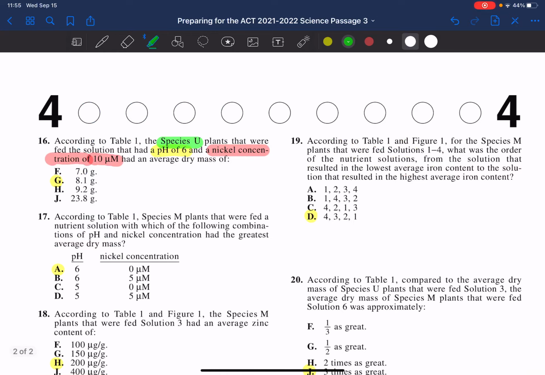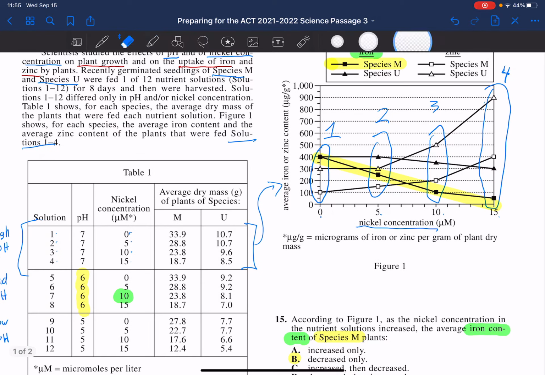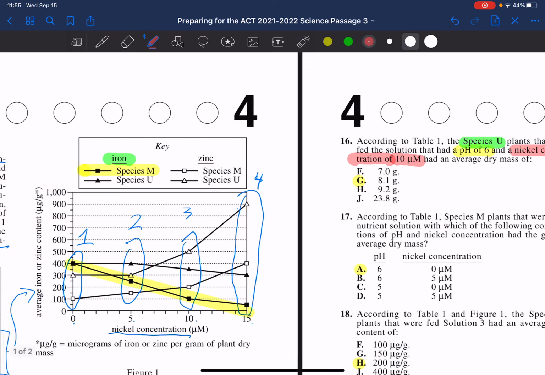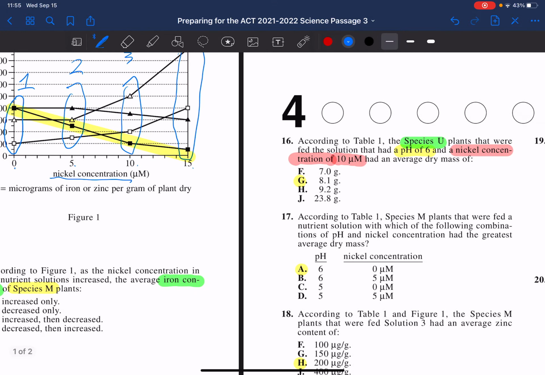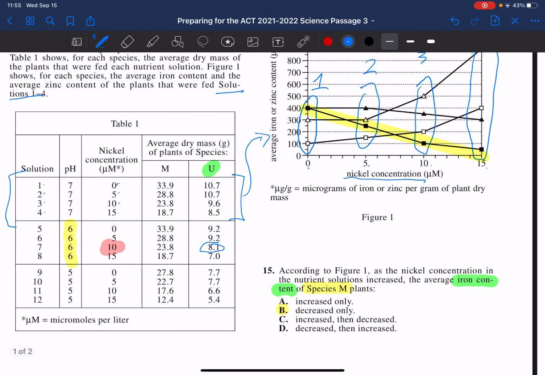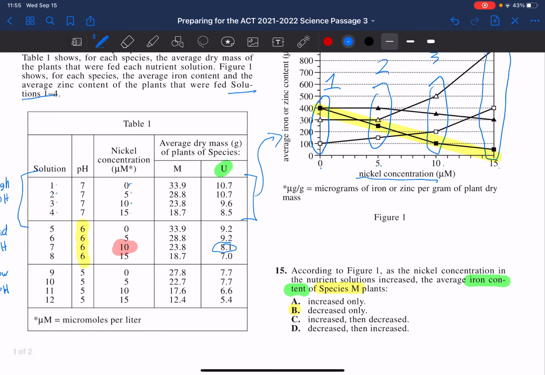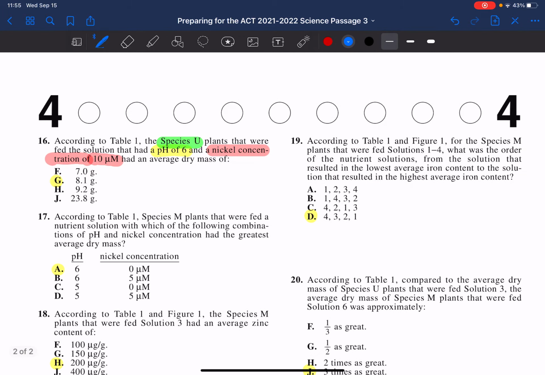And then we wanted, oops, wrong color. Let's get the right color. And what we were talking about was species U. So that means we are interested in this number right there, because we're asked for the average dry mass. Yep, that's the word, average dry mass. So we're asked for 8.1. So that's why letter G is the answer.